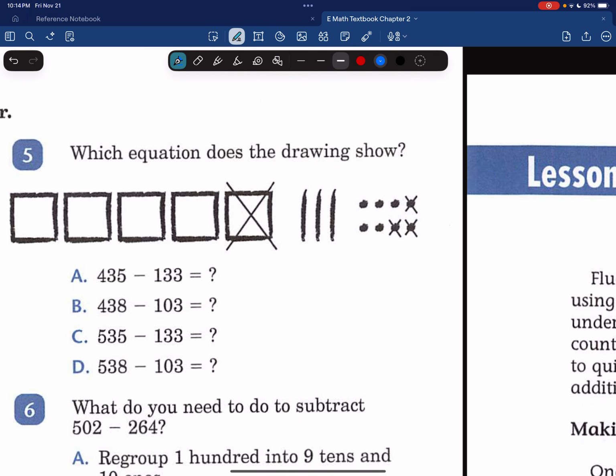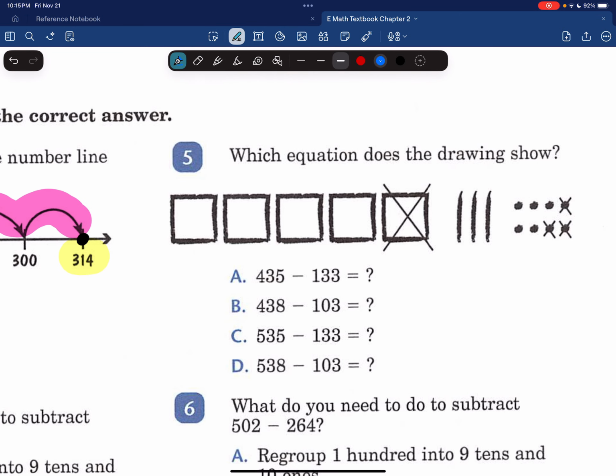Okay, number 5. Which equation does the drawing show? So here I started with how many flats? 1, 2, 3, 4, 5 flats. So that's 500. 1, 2, 3 rods, that's 30. And then 1, 2, 3, 4, 5, 6, 7, 8 of those singles. So 538 minus something. It has to be D.